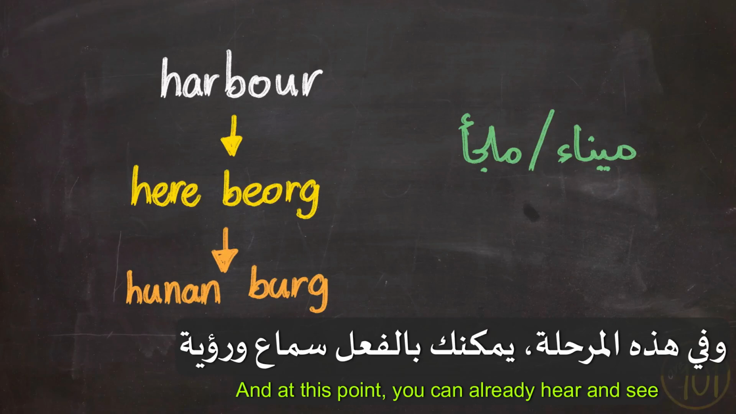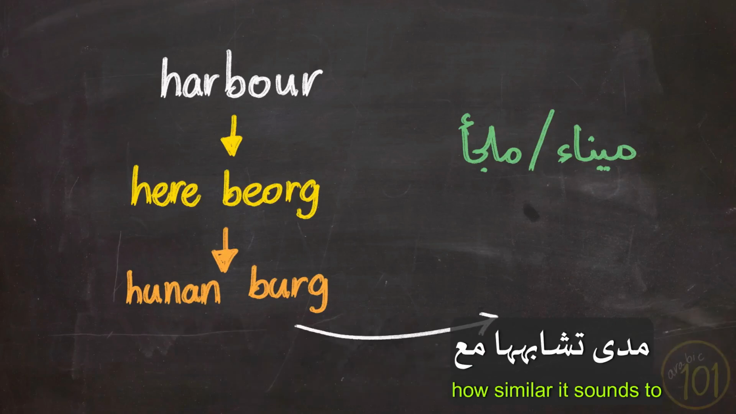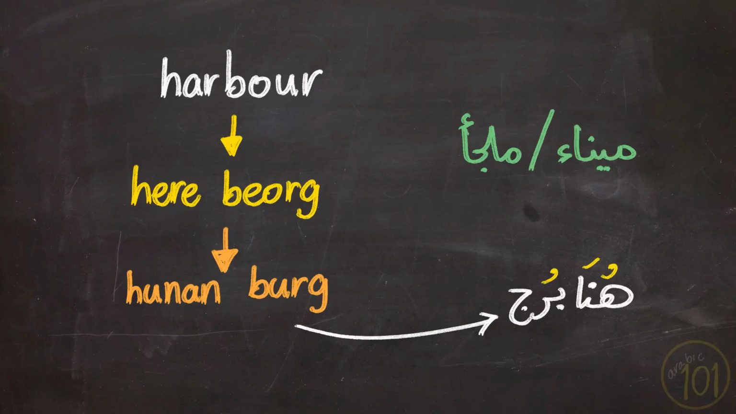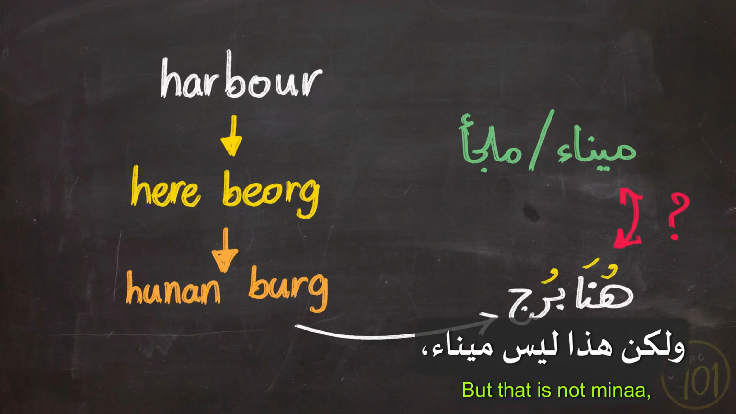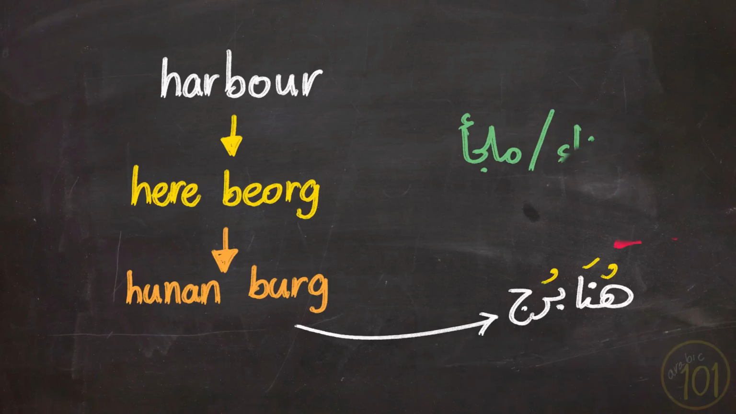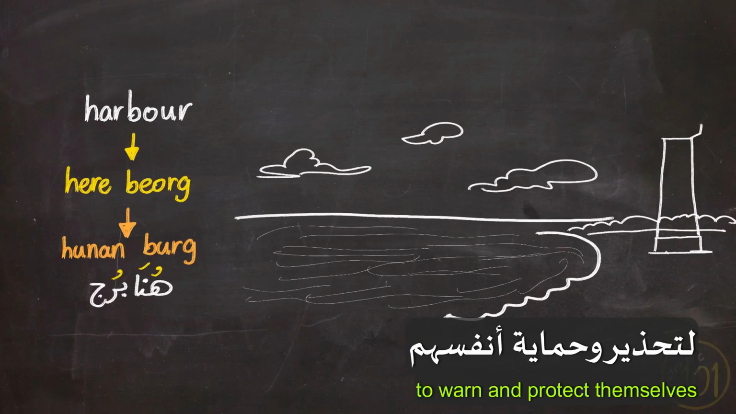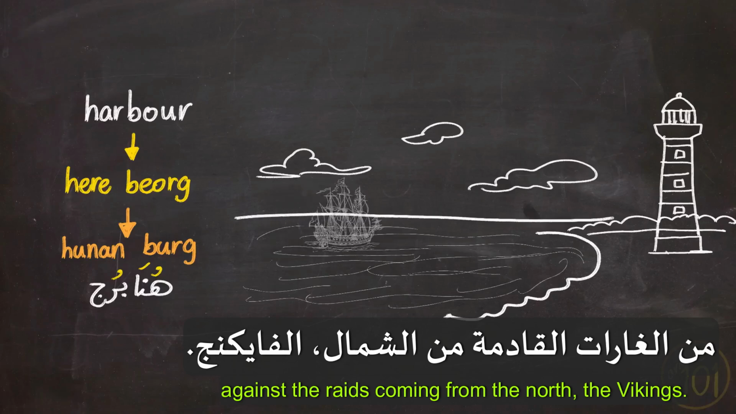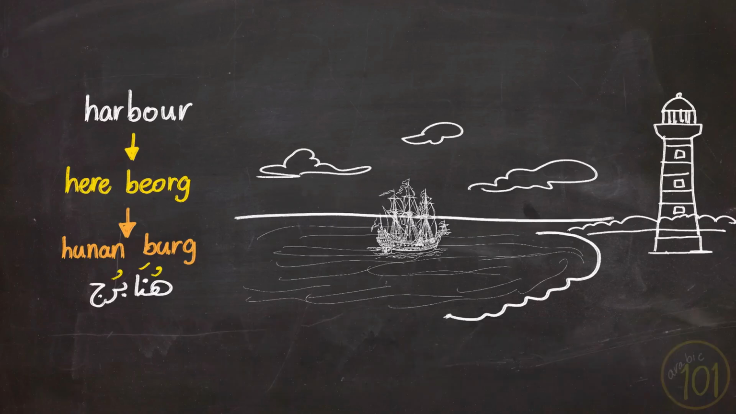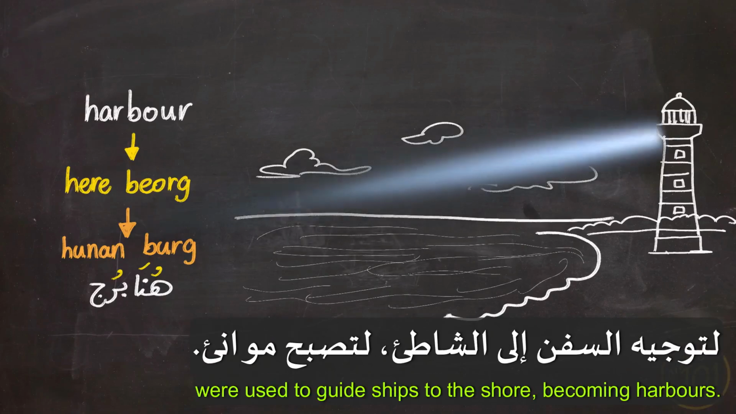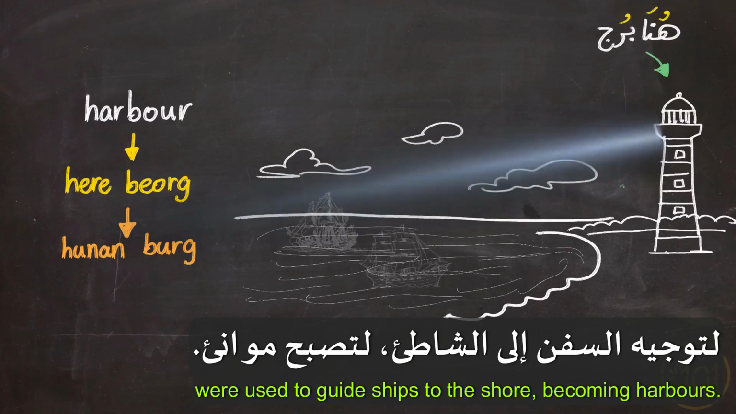And at this point, you can already hear and see how similar it sounds to the Arabic phrase Huna Burj, Hunenberg. But that is not Mina, is it? Well, historically speaking, the English built towers near the shores to warn and protect themselves against the raids coming from the north, the Vikings. And through time, these towers were used to guide ships to the shore, becoming harbors.